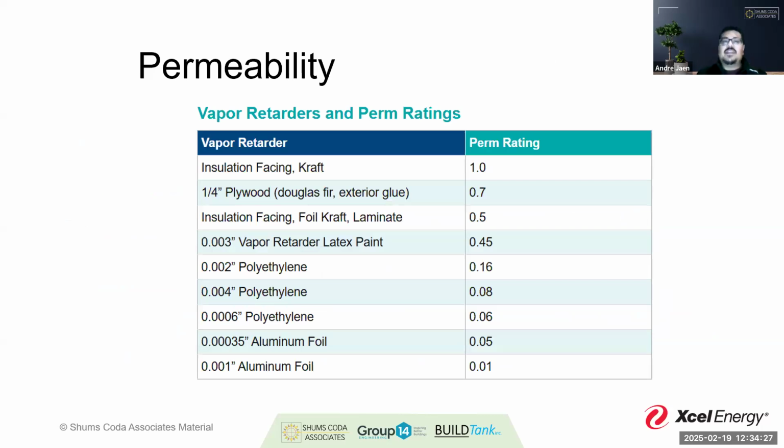And so for this right here, I pulled a nice list of some of the typical perm ratings for some of these things. But I would ask the rest of the class, what exactly is a perm, right? It's the amount of grains of water that can pass through, like we just said, a certain amount of square footage under a certain pressure and all the rest. Well, how much is a grain of water? What does that mean exactly?